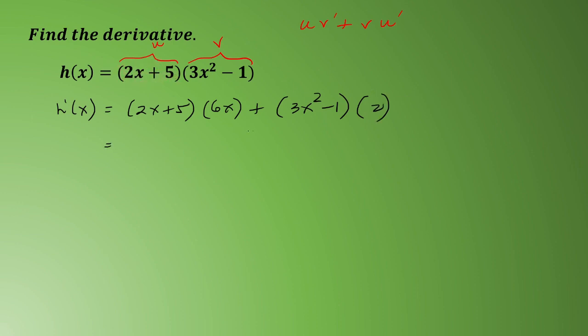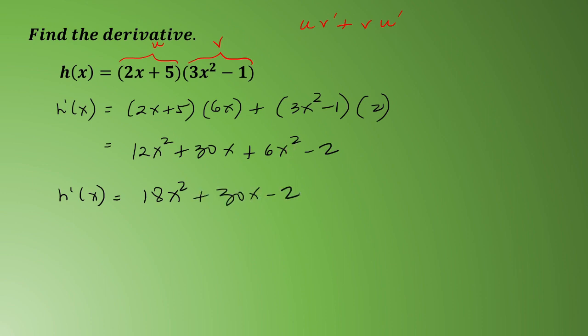Okay, so let us multiply 6x by 2x plus 5. We have 12x squared plus 30x. And then multiplying 2 by 3x squared minus 1, we have 6x squared minus 2. And then simplifying, h prime of x would be 18x squared. So this would be 12x squared plus 6x squared, and then plus 30x minus 2. So this is now the derivative of the given function.